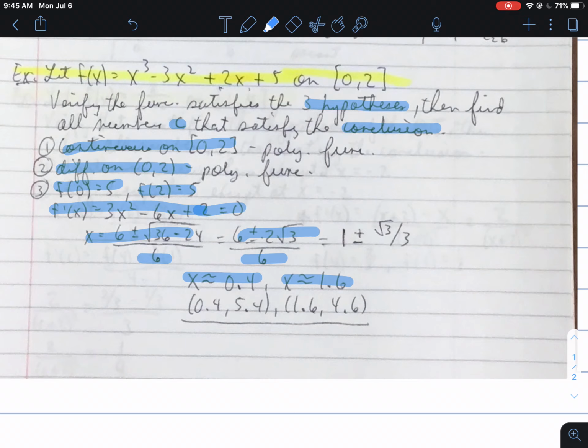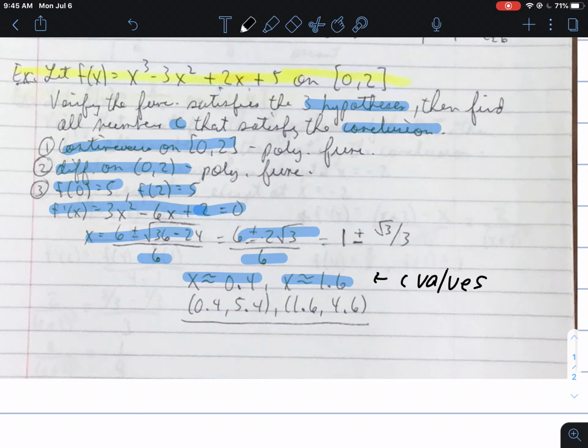And then I went ahead and just plugged those values into our function. All right, so we're looking at, and again, whether or not you actually identify the points, we're asked to verify the hypotheses and then find all numbers C that satisfy the conclusion. So really, that's all you would need to give as far as your final answer. So x is approximately 0.4, x is approximately 1.6. Those are your C values, all right, that satisfy the conclusion.